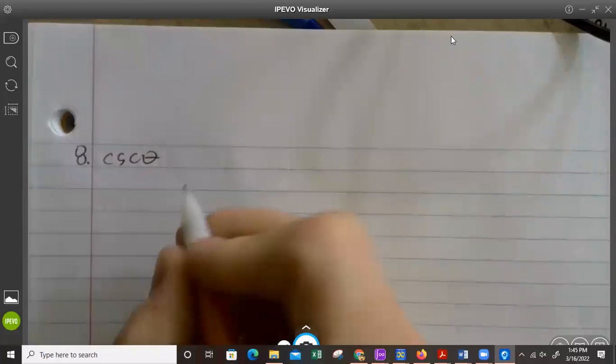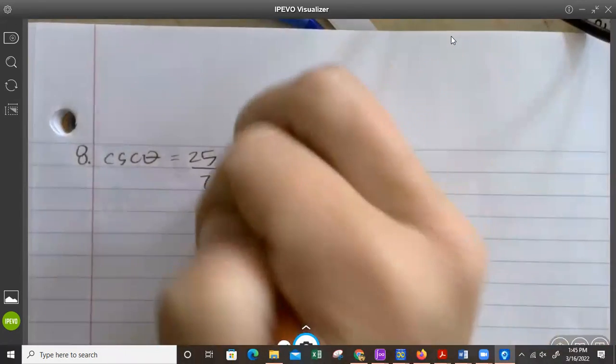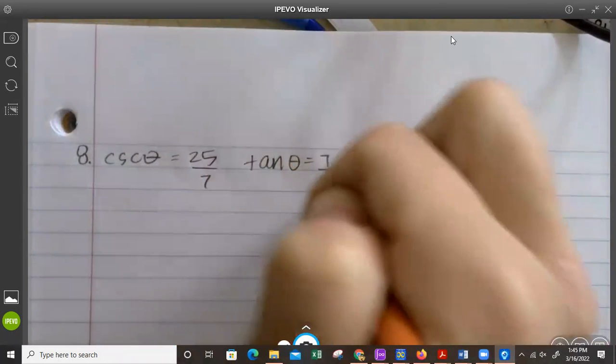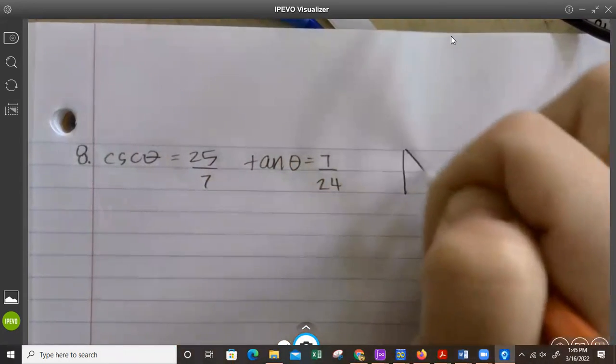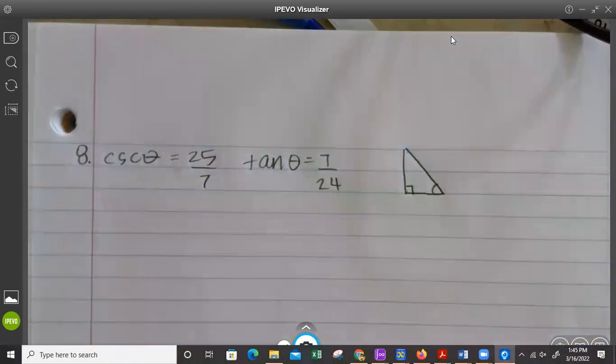It gave you cosecant theta equals 25/7, and then it gave you tan theta equals 7/24. That's what you use to draw your right triangle. Pick any angle. I just always pick the bottom one. You could pick the one on the top. It doesn't matter.